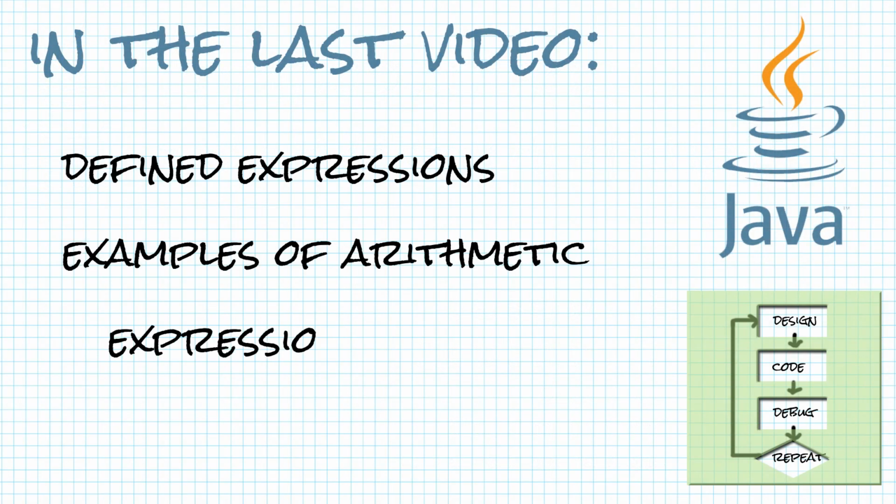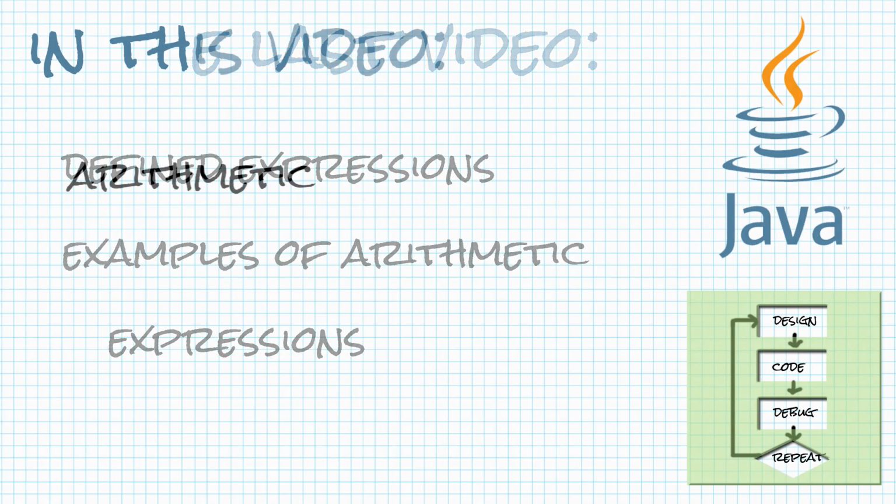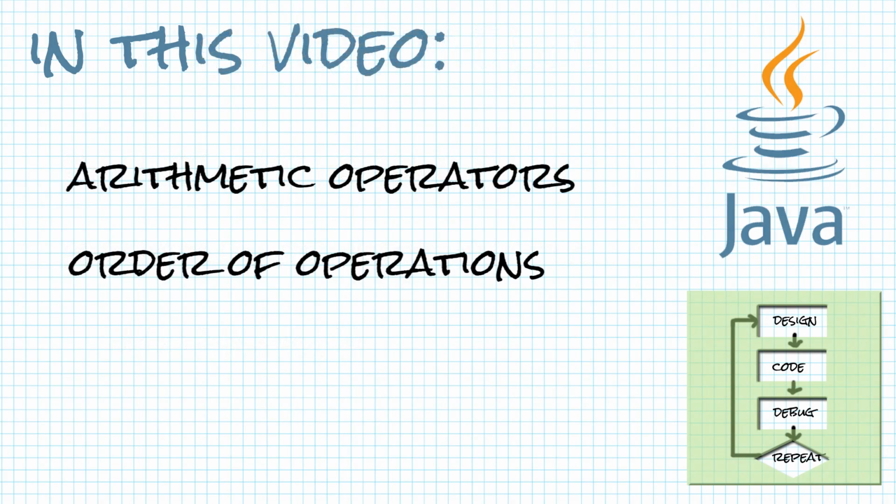In the last video, we defined expressions and looked at examples of arithmetic expressions. Expressions can be made up of variables, literals, and method calls that evaluate to a value, combined with arithmetic operators. Today we're going to talk more about the arithmetic operators in Java and order of operations. Let's get right into it.